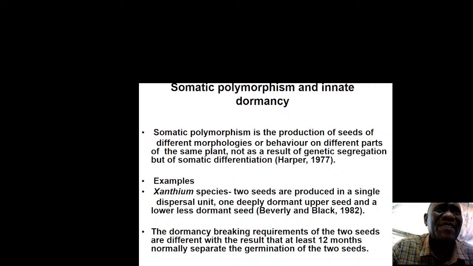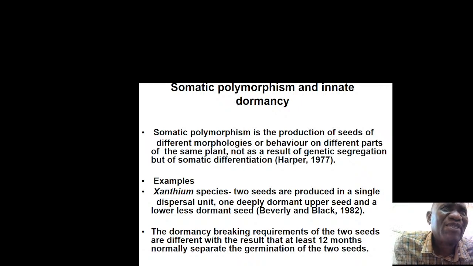Somatic polymorphism and innate dormancy. Now what we call somatic polymorphism is production of seeds of different morphologies or behavior on different parts of the same plant, not as a result of genetics, but somatic differentiation.